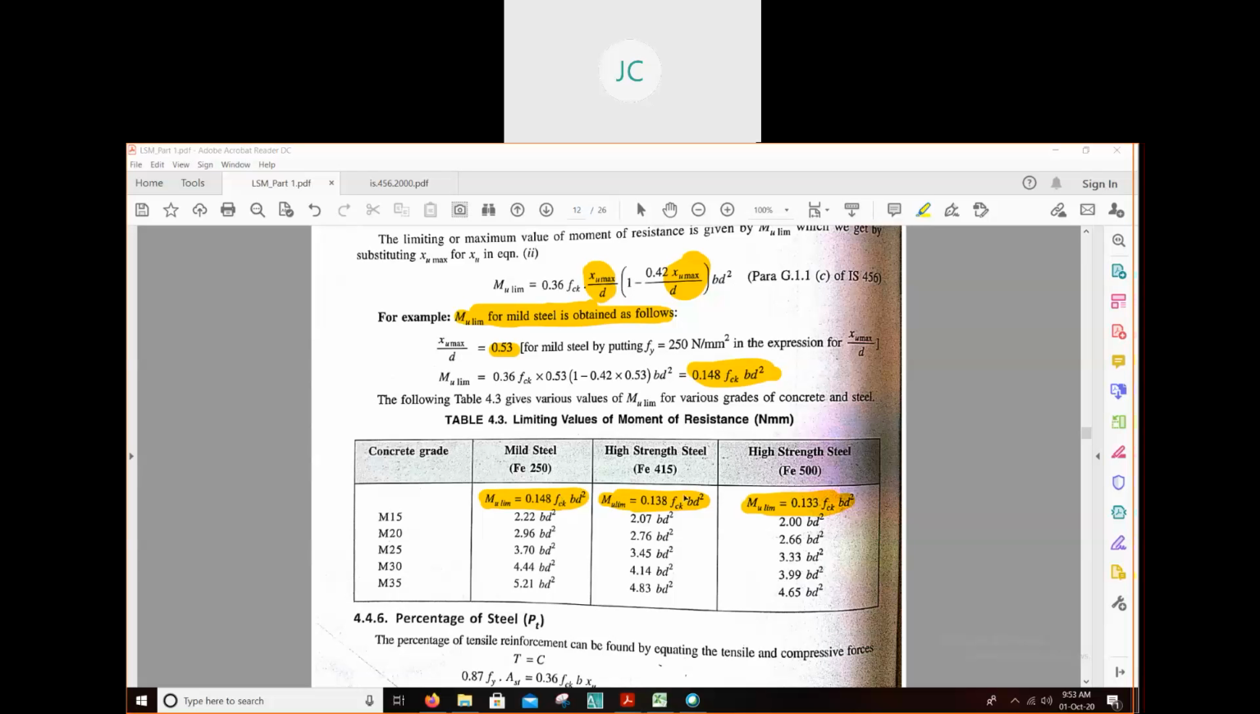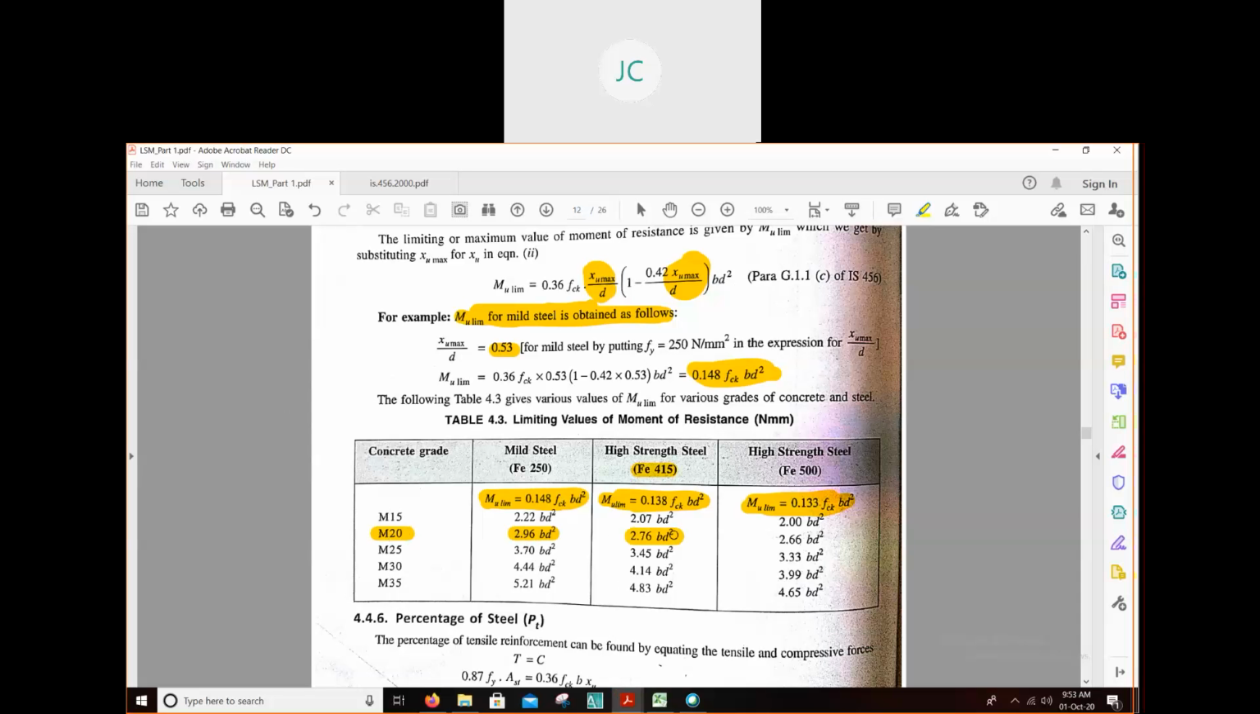So these are the equations of the limiting value of moment of resistance for different grades of steel. Okay, these are the basic equations. So now, if you are using mild steel and if the grade of concrete is given as M20, the limiting value of moment of resistance will be this one. Directly you can find it out.